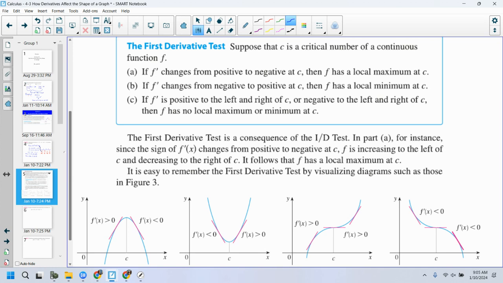And here are the illustrations of the different possibilities that you could have. If the original function goes from increase to decrease, that means the derivative is positive and then negative. That means there's a local maximum at that point C. If the derivative goes from negative to positive, there's my local minimum. This is A, this is B. That's an illustration of A, and then an illustration of B. This is the illustration of the two parts of C.